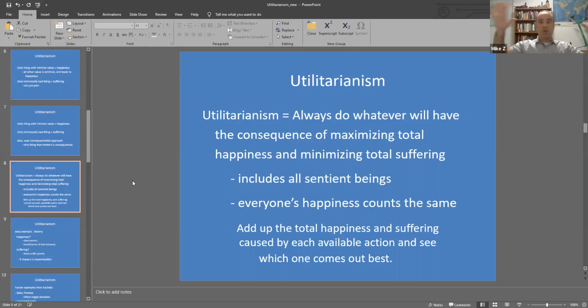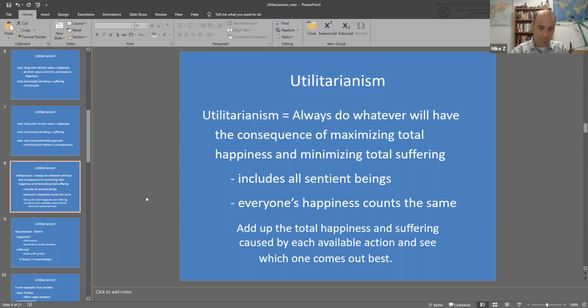So from among your available actions, because you can't do everything, right? You can't get rid of all suffering. You're not magical in that way. So from among your available options, do whichever has the consequence of maximizing total happiness and minimizing total suffering by the greatest amount. So who do you need to include in your consideration of these consequences? Well, all sentient beings. I mentioned this before. A sentient being is a being that can feel happiness and suffering. So you need to take them into account when considering which action to pursue.